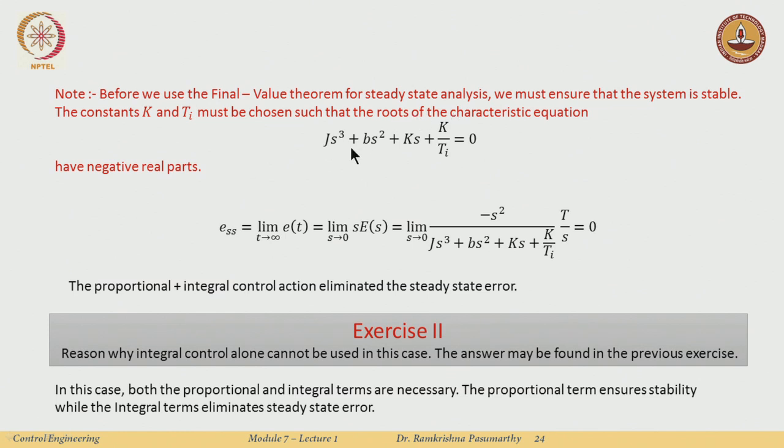J and b are given to me, so I can just play around with k and Ti. Under the assumption that k and Ti are chosen such that the system is stable, the steady state error, using the formula for the final value theorem, is 0. So the observation here is that proportional plus integral control action helped us eliminate the steady state error. Now, this is the steady state error due to the disturbance. I will just make it a little more explicit here.